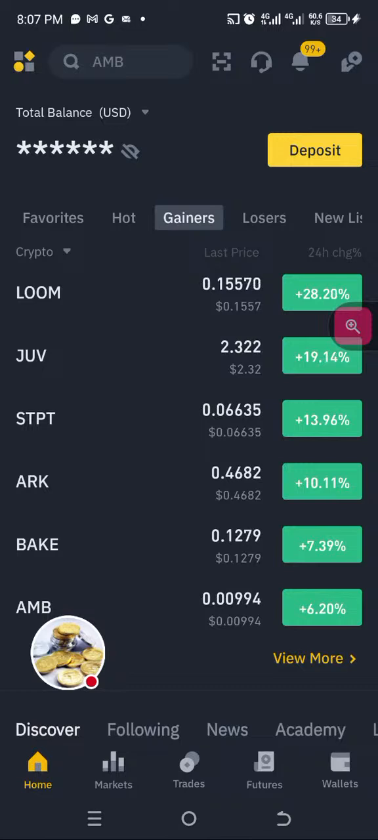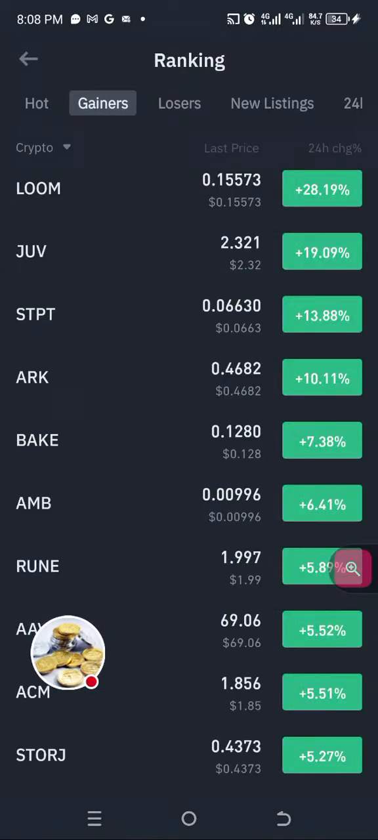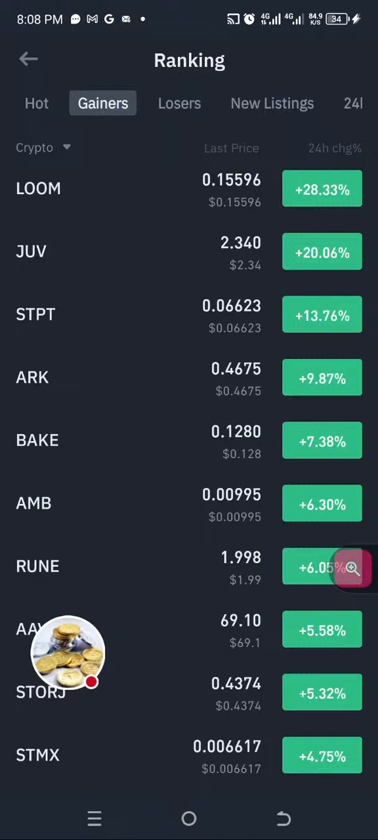Now you can see here that we've got a couple of coins. Of course, like you always know, I love to go for coins that are really tiny, right? So even though we have, you click on view more to be able to see all the coins in the order that they're actually listed. You can see that Loom has the highest, and that's a 28% increase in the last 24 hours. Interesting, right? Then we have JUV, that's a 20.01% change in the last 24 hours, and on like that.